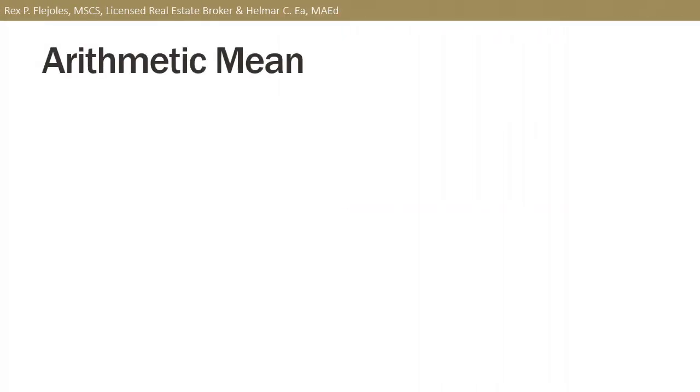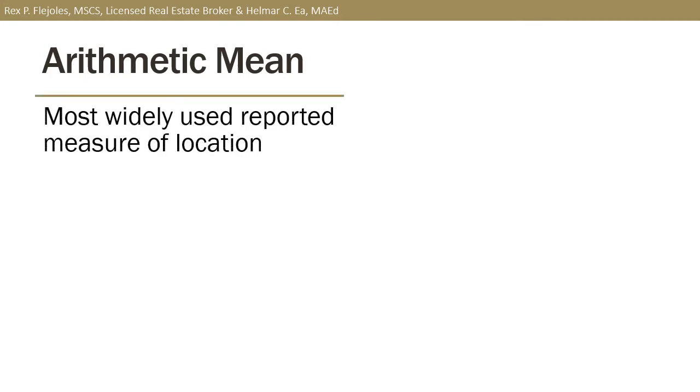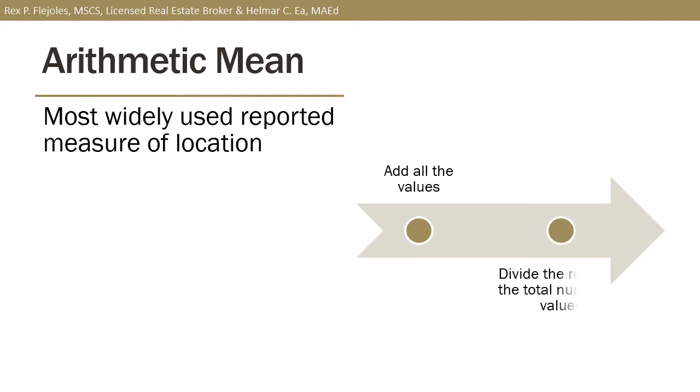The first measure of central tendency is the arithmetic mean. Arithmetic mean is the most widely reported measure of location. As a matter of fact, most people would refer to arithmetic mean when they use the word average. Arithmetic mean is computed by adding all the values and then dividing the result by the total number of values.